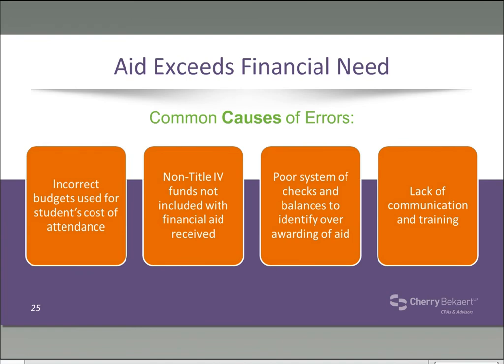Sometimes non-Title IV funds are not included with financial aid received, so students may be getting some institutional grants or state money that is not getting properly factored in. It gets to be a little bit complex as far as how some of those institutional or state awards affect your ability to receive different federal awards. There are different impacts based on different types of aid, so that's another area of complexity where we see some errors. Other causes are poor systems of checks and balances over identifying and awarding aid, and then a lack of communication and training.